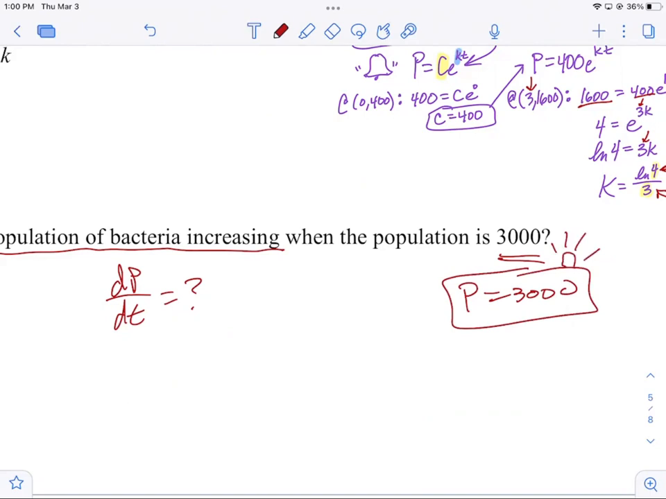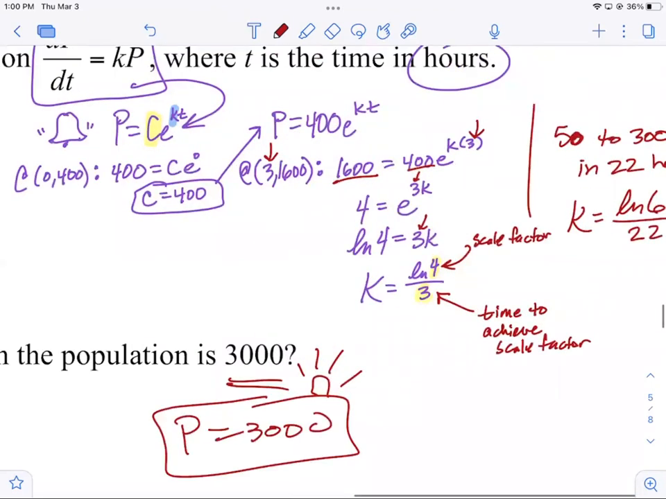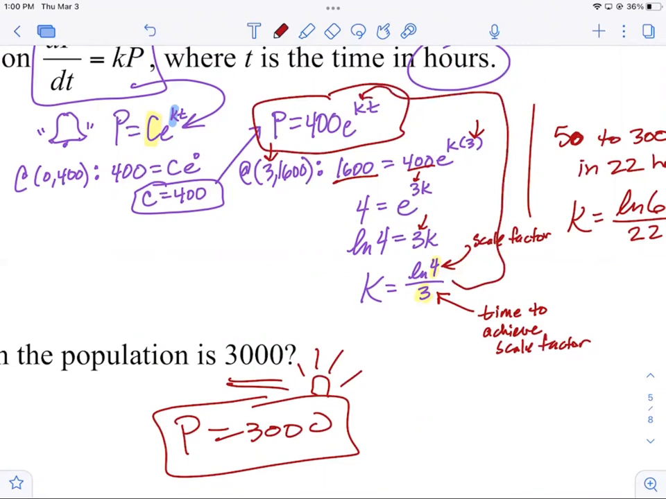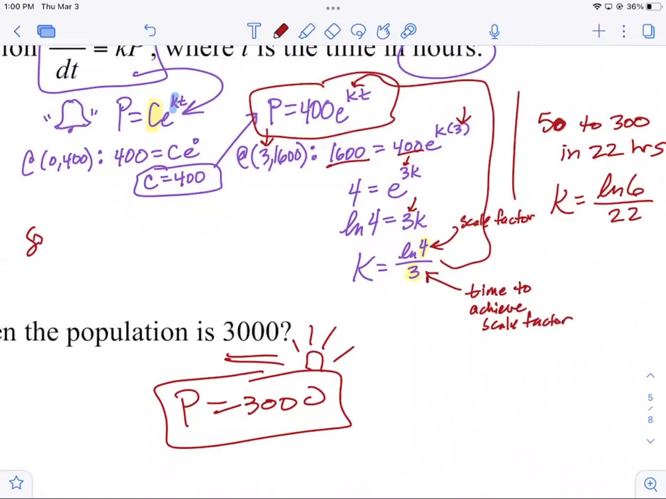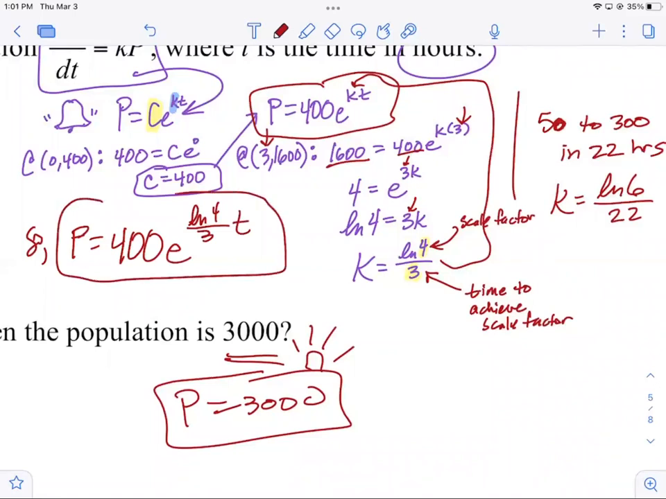So I need to know what dp/dt is when P equals 3,000. Should I come back up here and plug my K value? I could come up there and plug my K back in, right? If you wanted a working equation, you could say my population is 400 times e to the natural log of 4 over 3 times t. Here is my equation. So now, if you give me a t value, I can tell you what the population is. If you tell me what the population is, I can give you the t value.